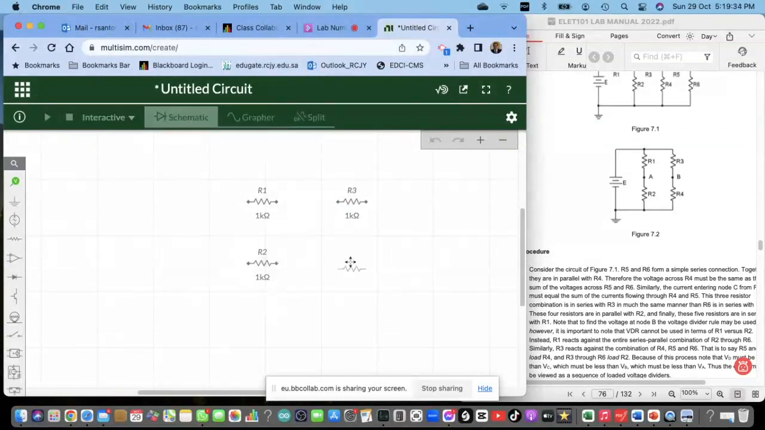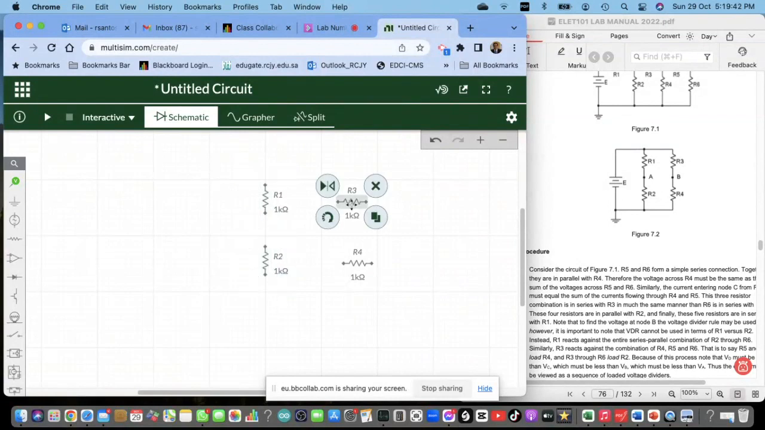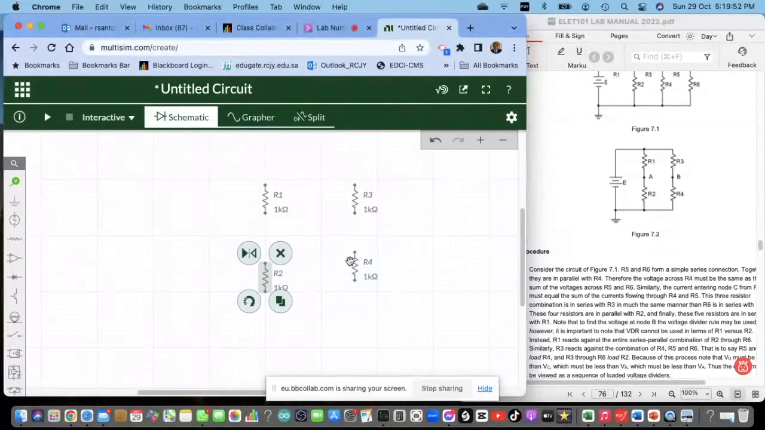Okay. Then we have to rotate it. Rotate this one, rotate this one also. So R4, rotate. Then after rotating, realign the circuit. So let's put that one here. Okay, so we have the source.